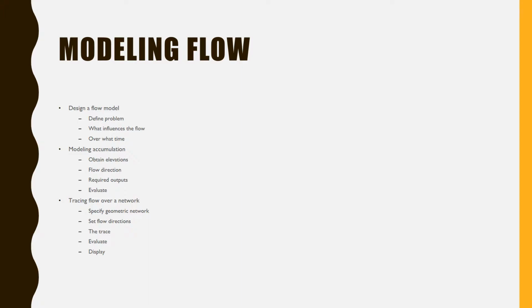You can specify the geometric network for what this happens. You can set flow directions. You can trace things and evaluate and display stuff, and you can learn a lot about how flow occurs through this modeling process.